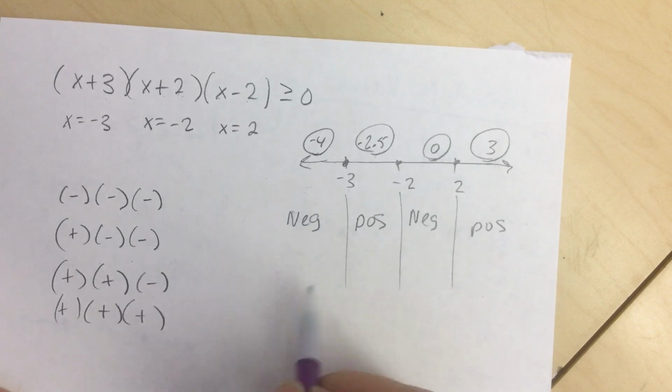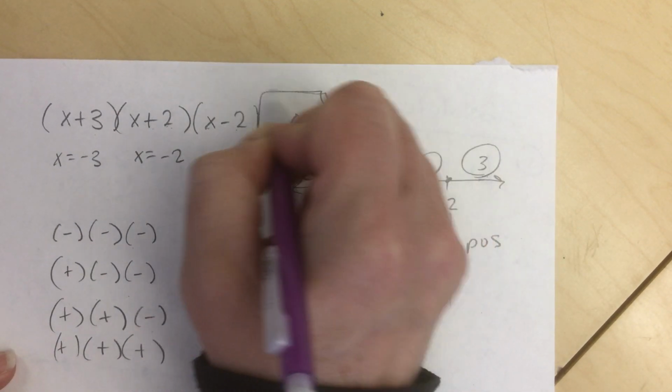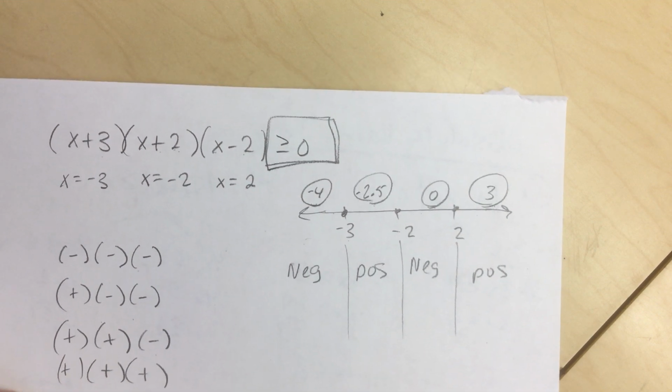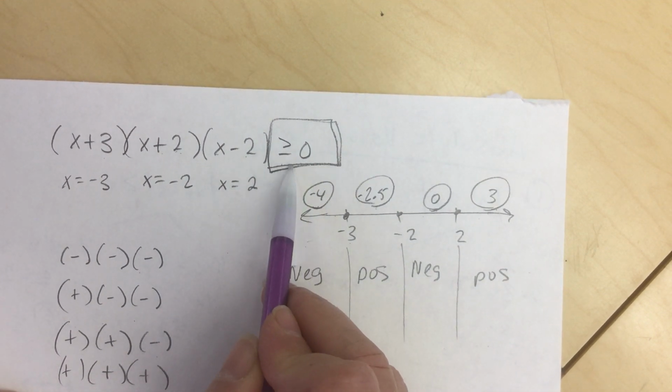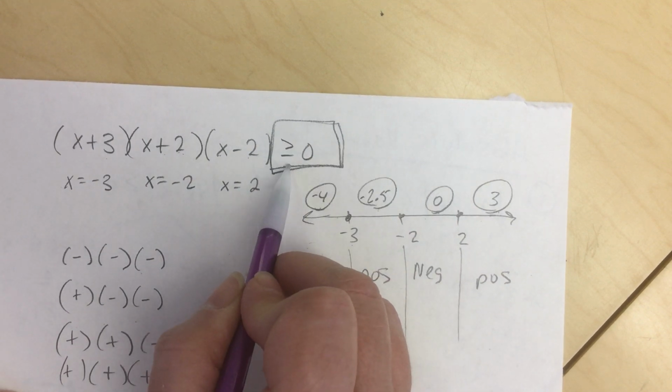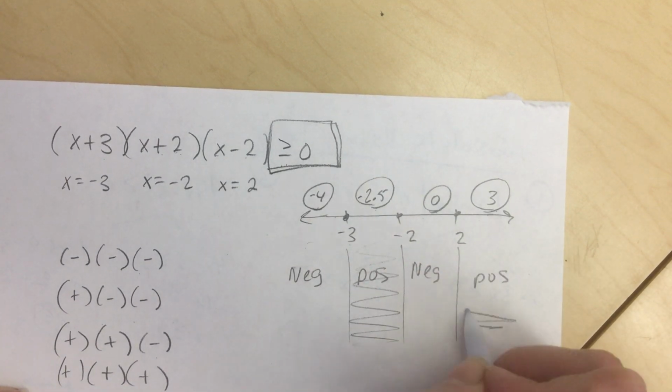Okay, so now we have our results. Now we need to write our answer. Are we looking for positives or negatives? Negatives. Really? Positive. Positives. Greater than or equal to 0 would be positive numbers, right? So I'm looking for things that are greater than 0. I'm looking for positives. So that means this is my answer and this is my answer.